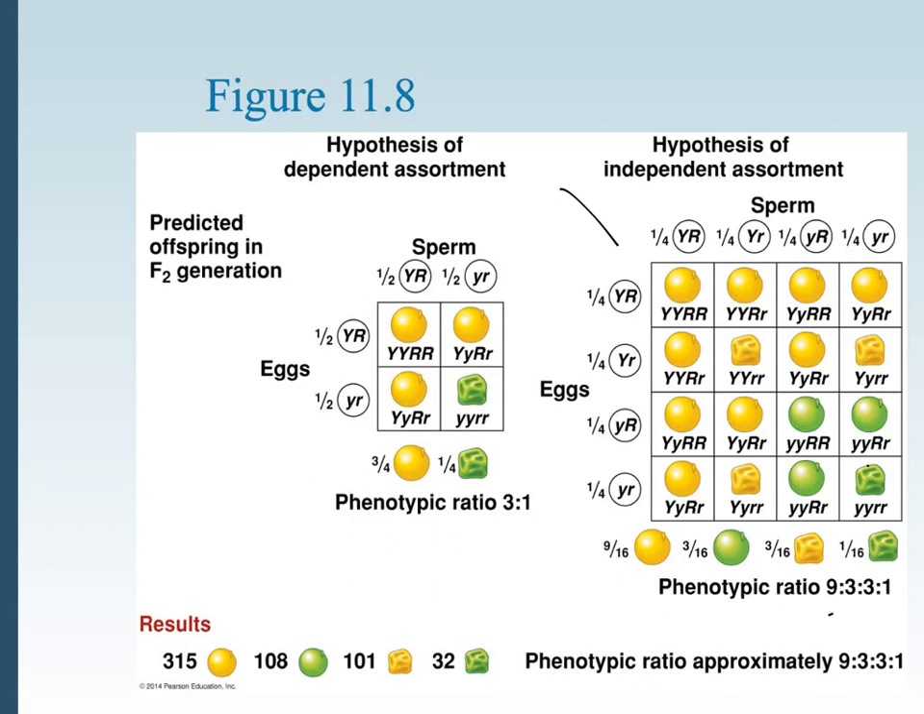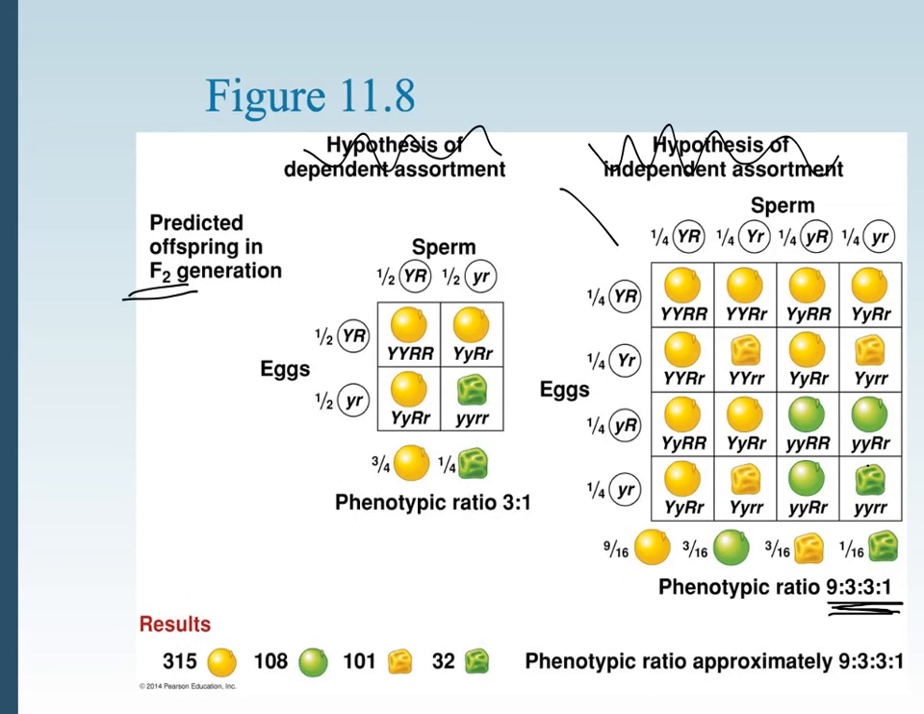I chose this image to put on the slide because it has this 9:3:3:1 ratio. Kids get this wrong a lot. So for now, ignore this whole dependent assortment business and this independent assortment business. It was just in that diagram. But what I want you guys to realize is that this is looking at the F2 generation.